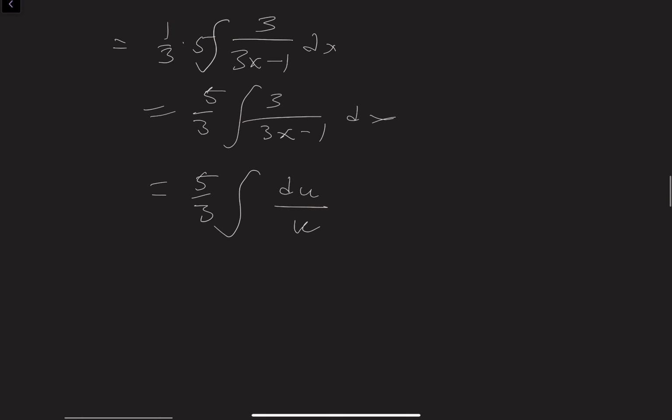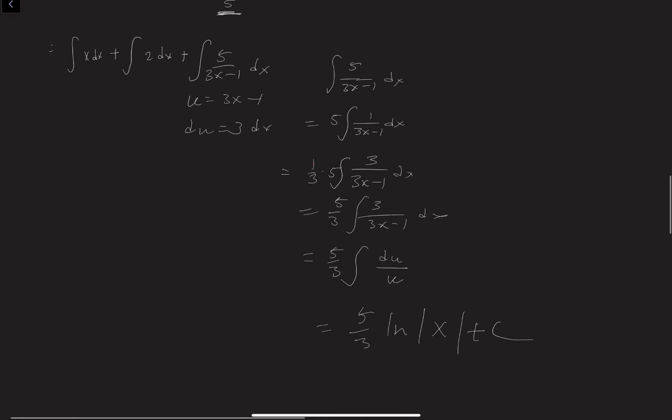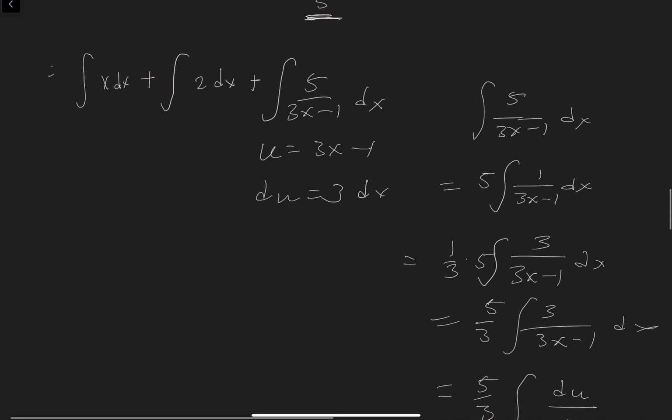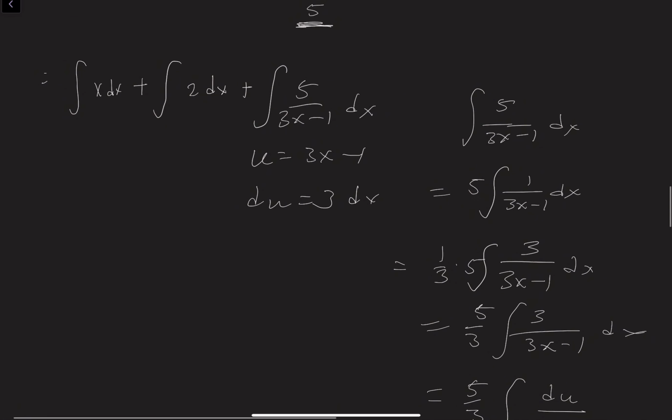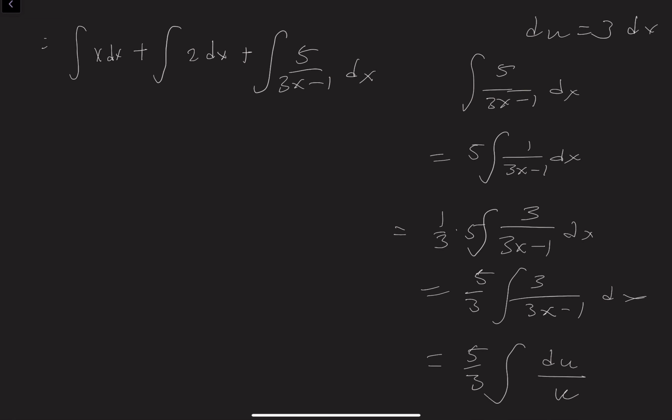What is this equal to? Well, that's 5 over 3 times the natural log of absolute value of u. And don't forget the plus c. Now we solve for this. We solve for the third term. I'm gonna move this u away. Solve for the third term. Let's solve for the first and second term.